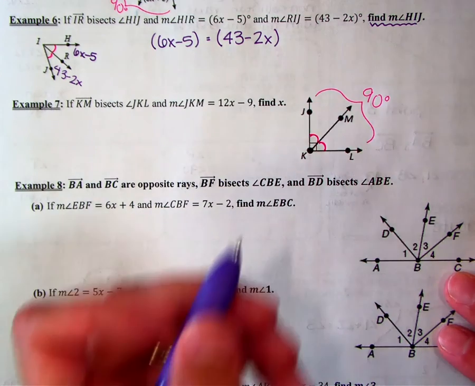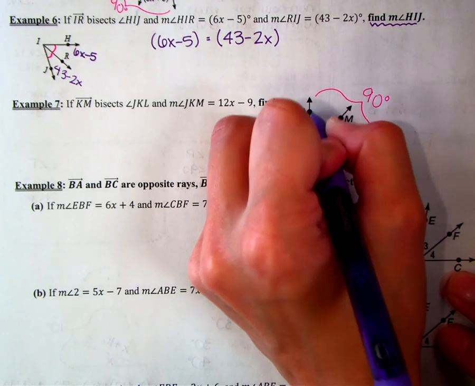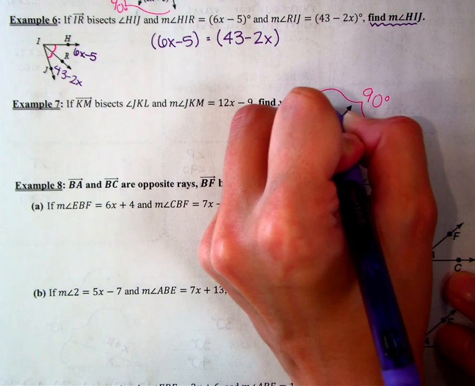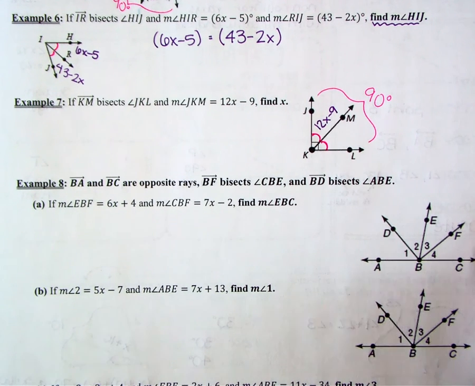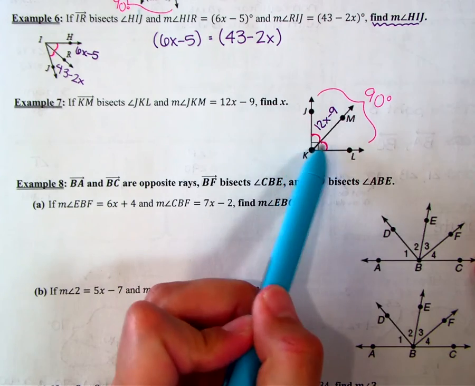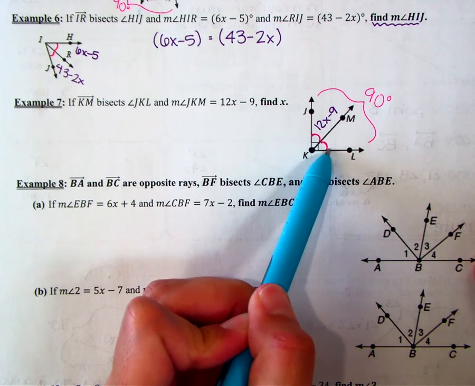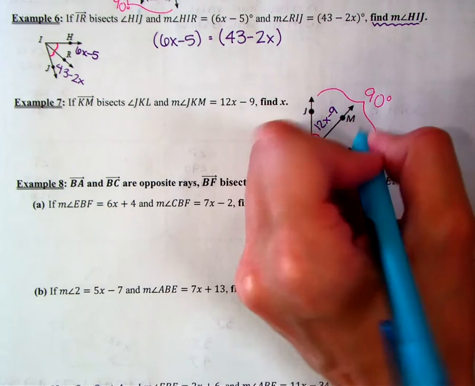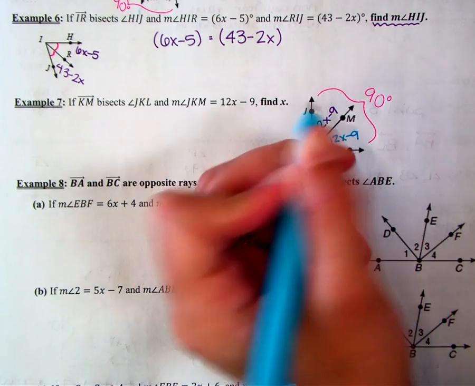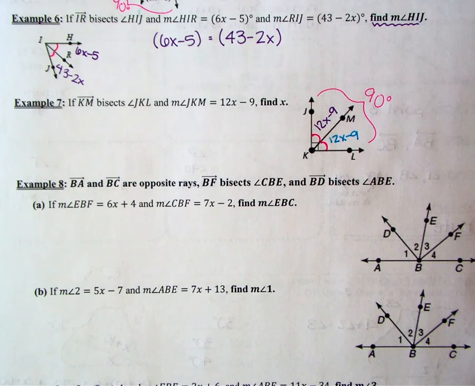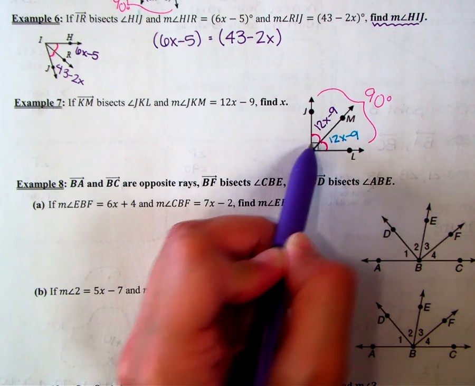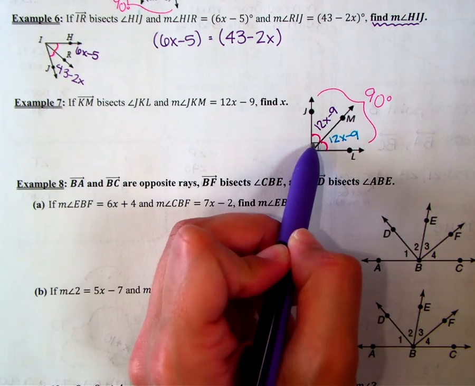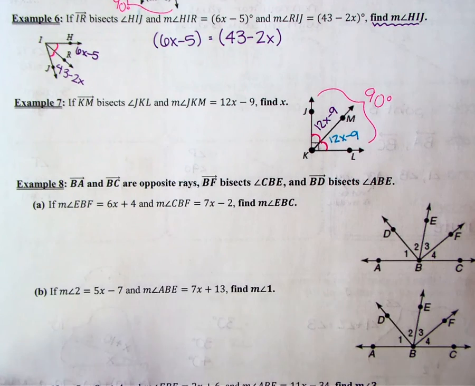And we know that JKM is 12x minus 9. Just looking at the picture, it doesn't seem like we have enough information. But we know that these two pieces are equal because it was bisected. So if this piece is 12x minus 9, this piece is also 12x minus 9. And we were not told in words that this box makes it a right angle, so we have to know a little bit about the picture in order to solve this one.